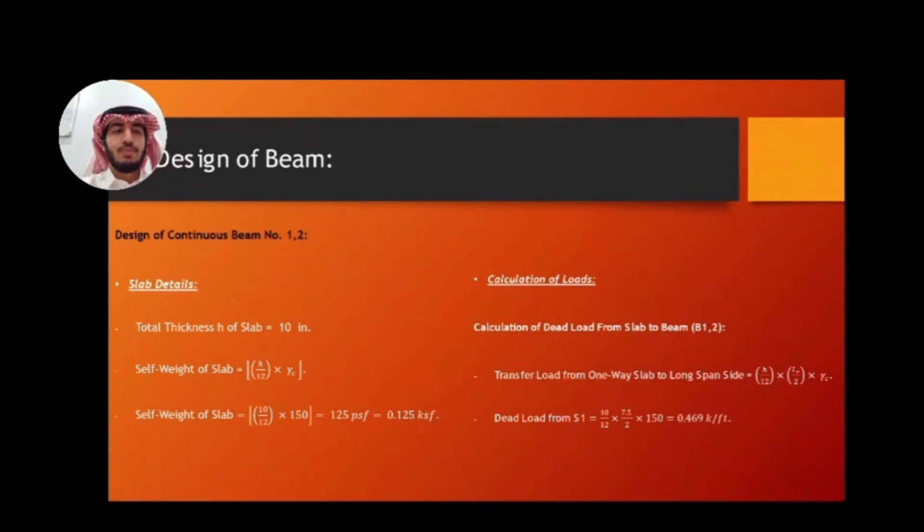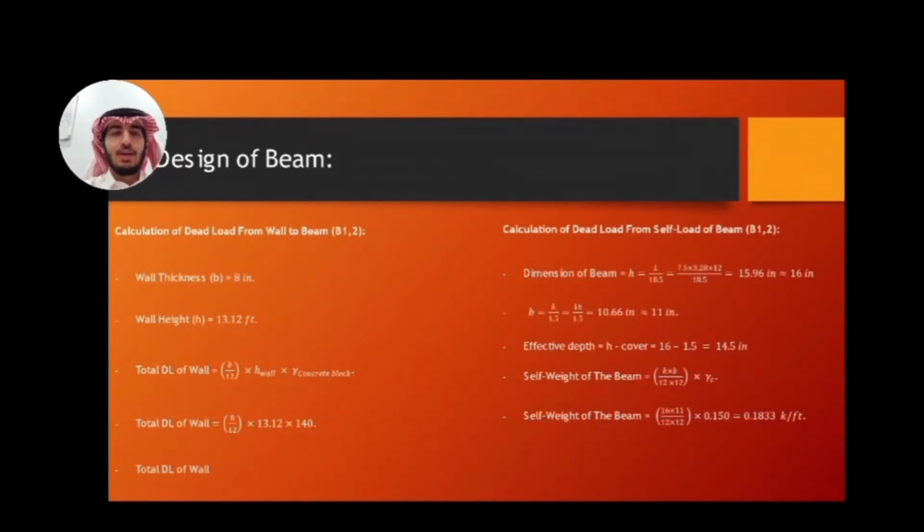Dead load for slab from one-way slab, and calculation of the dead load from wall. We need the wall thickness, which is 8 inches, equal to 20 centimeters, and wall height, which is equal to 4 meters, and the total dead load of the wall. Then we calculate the total dead load of the wall, and calculation of the dead load from self-weight of the beam.